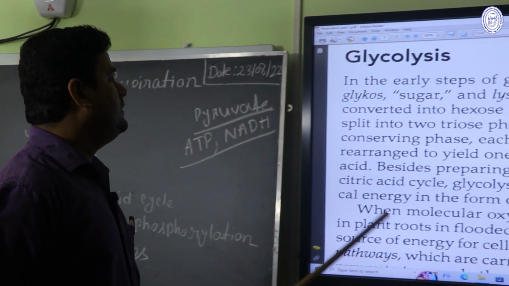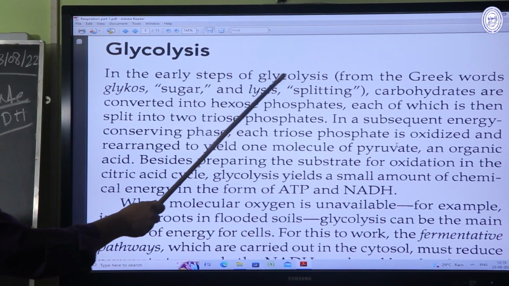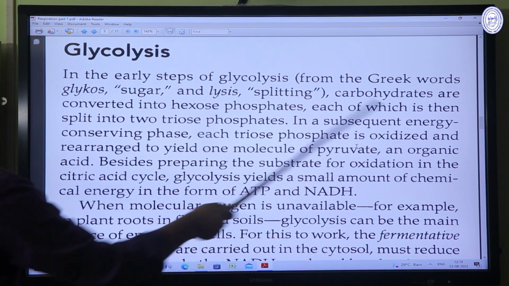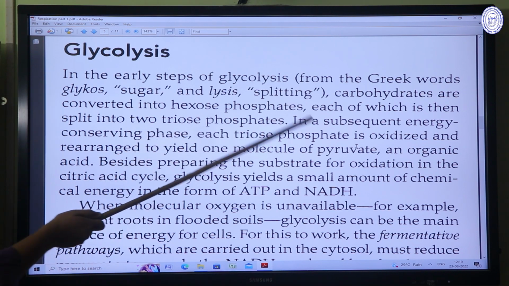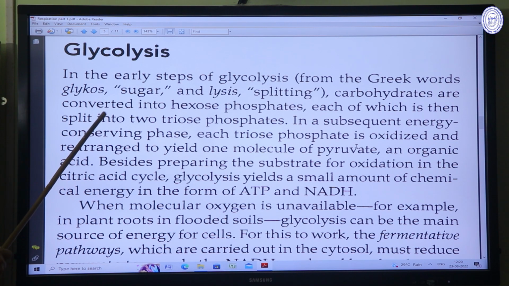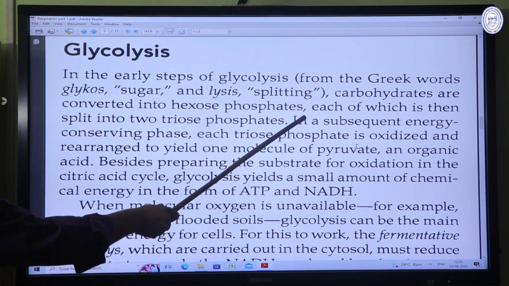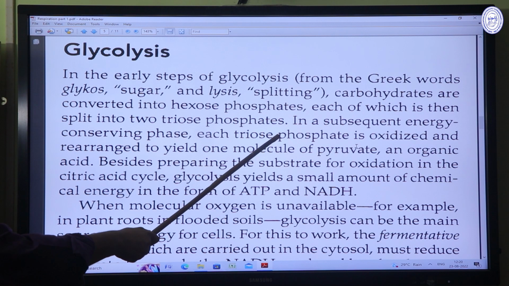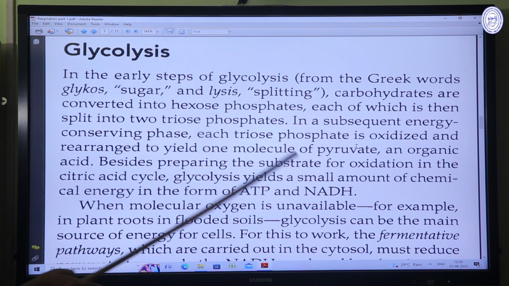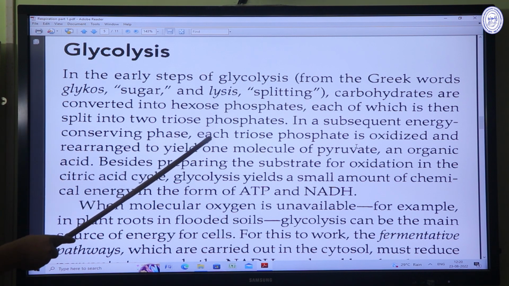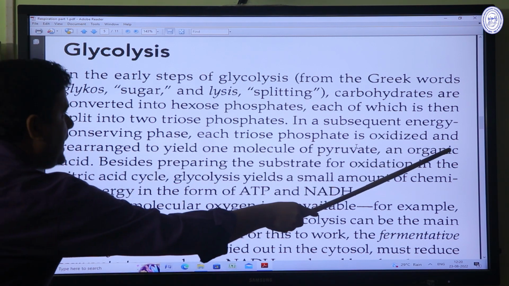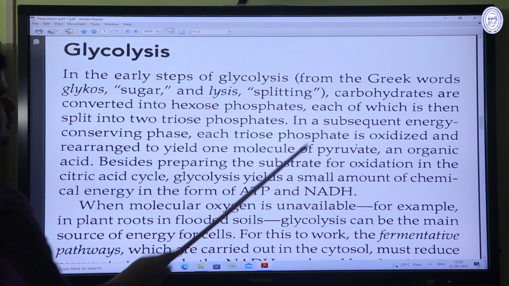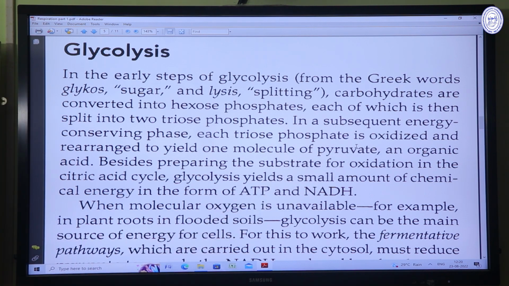So, come to the details. What happened? In the early steps of glycolysis, carbohydrates are converted into hexose phosphate, each of which is then split into 2 triphosphates. So, first carbohydrate will be converted into hexose phosphate, then this hexose phosphate will be split into 2 triphosphates, and in a subsequent energy conserving phase each triphosphate will be oxidized into an organic acid, which one is pyruvic acid.